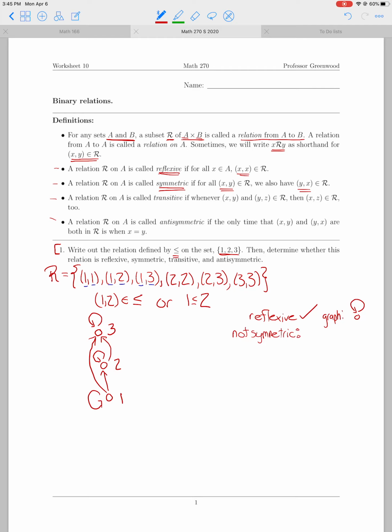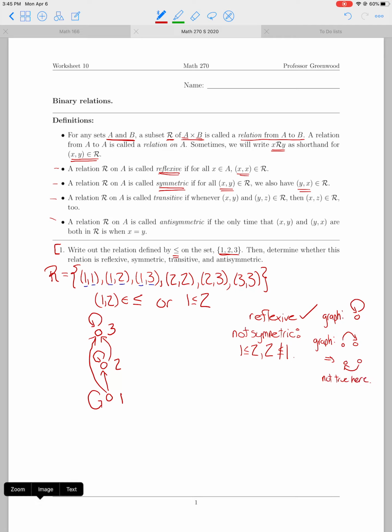And so the reason that it's not symmetric is that 1 is less than or equal to 2, but 2 is not less than or equal to 1. And so that relation doesn't hold both ways. In terms of the graph, what we'd have to have in order for a relation to be symmetric is that every time that there's an arrow one way, that would imply that the arrow would have to be the other way in order for it to be symmetric. And that's not true here.